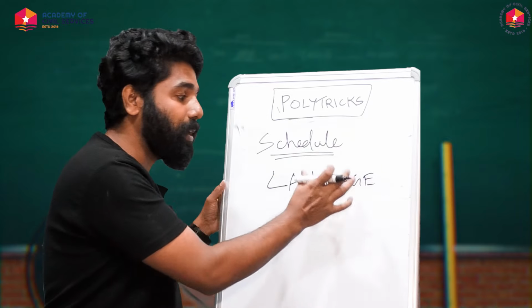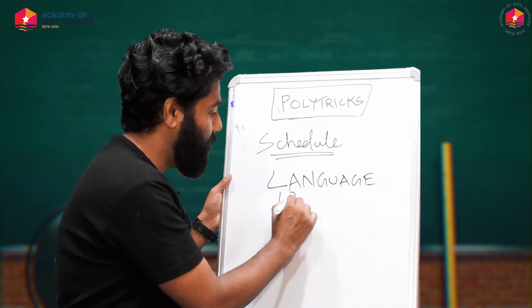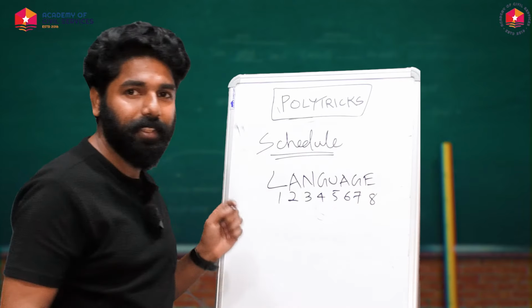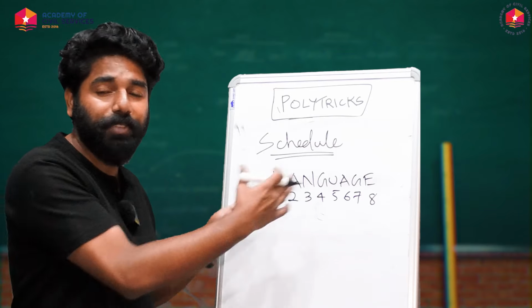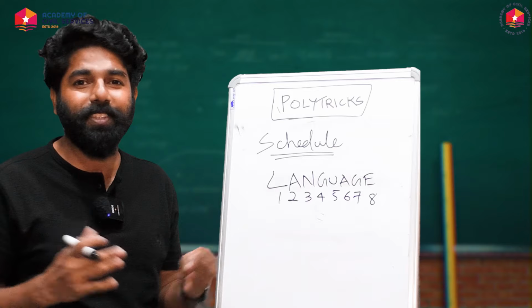When you count the total number of letters in the word language, for example, 1, 2, 3, 4, 5, 6, 7 and 8, the total number of letters in this particular word is 8. So the 8th Schedule of the Indian Constitution deals with language.